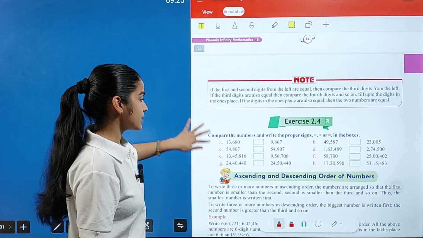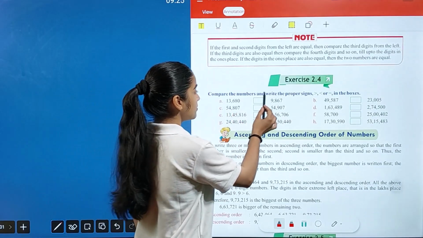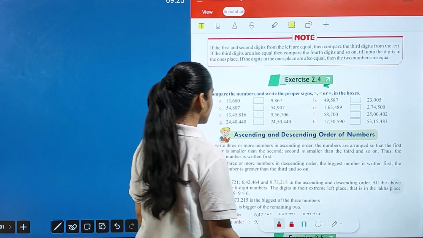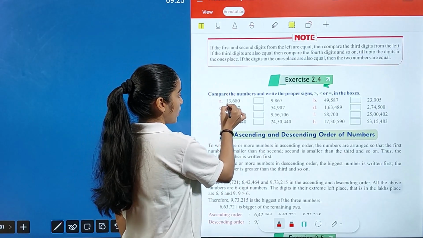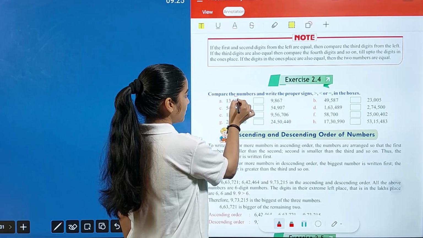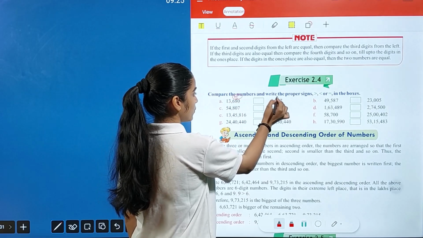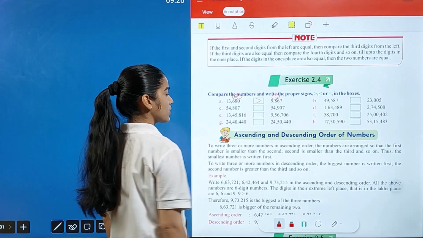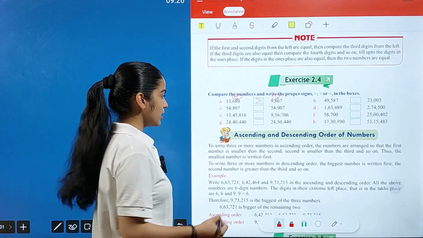Now we have exercise 2.4. Compare the numbers and write the proper signs, greater, smaller and equal, in the boxes. So 1 2 3 4 5 digits, 1 2 3 4 4 digits. So according to rule number 1, this number is greater because it has more digits.